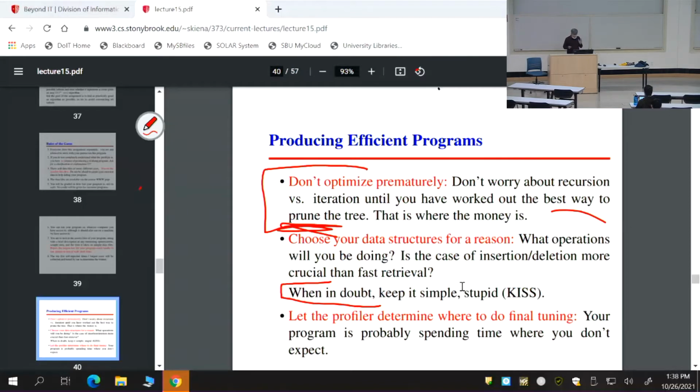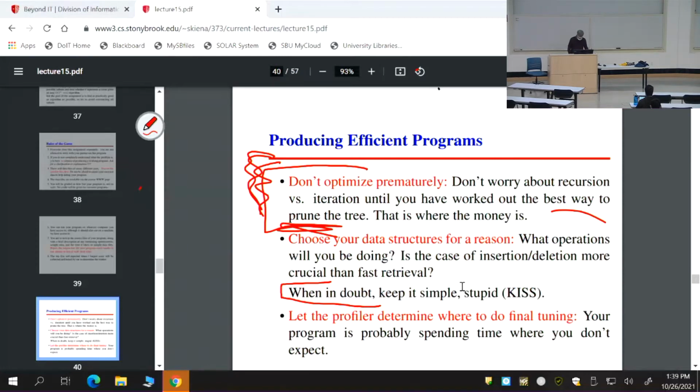Okay, and I need to see you, that's where the money is. Sometimes you have people who say, oh, I'm going to write it in assembly language, or I'm going to delete the comments, or I'm going to use iteration instead of recursion, and think that's going to be faster. Don't mess with this kind of stuff. The key is, how do you prune the tree effectively? And that's best done at a high level. Any questions?